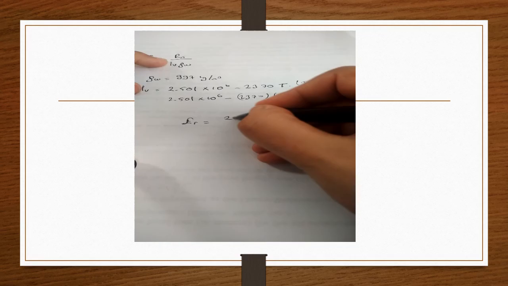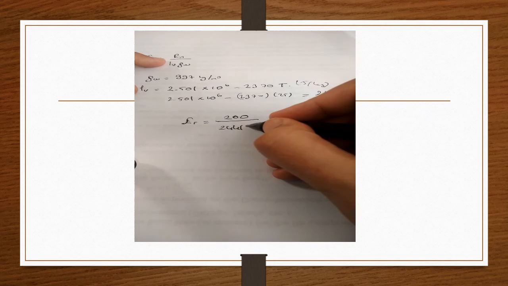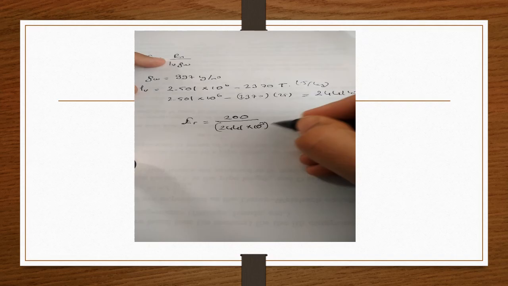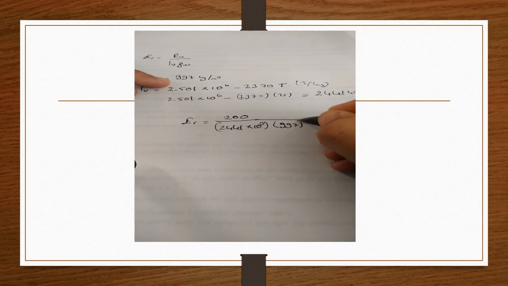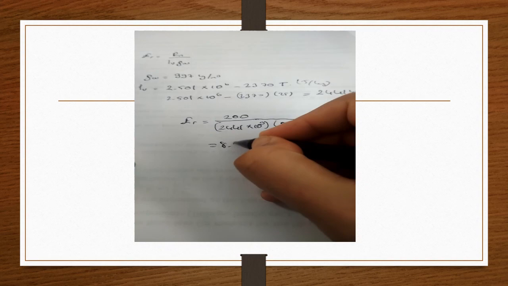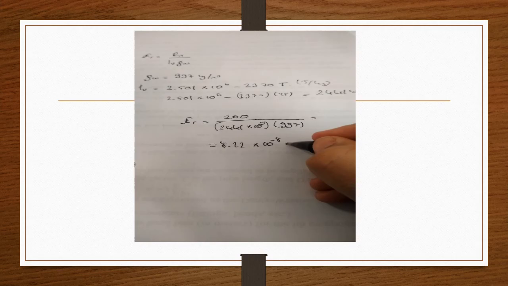Rn is 200 watt. So it's 2441 kilojoule. We need to convert it to joule because this is watt. So 10 to power 3, and multiply by density, which is 997 kilogram over meter cube. So when we multiply all this, we are going to have 8.22 multiply 10 to minus 8 meter per second.